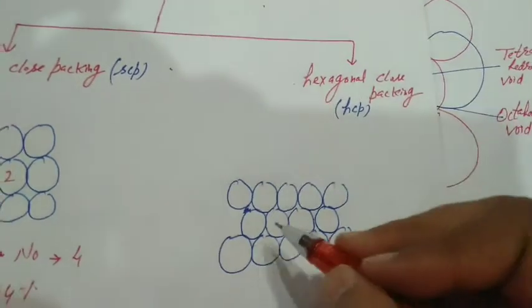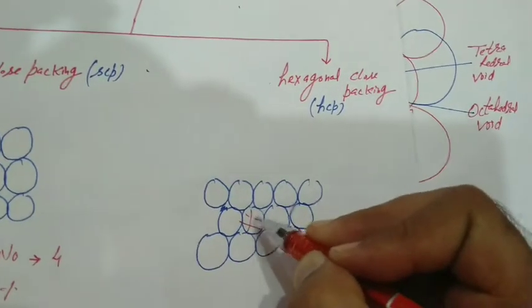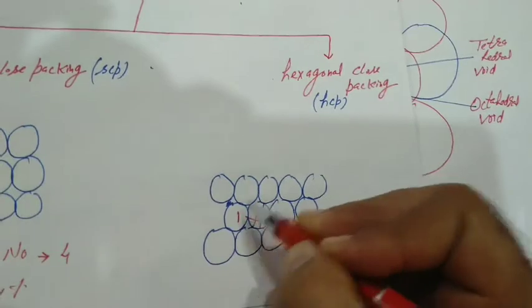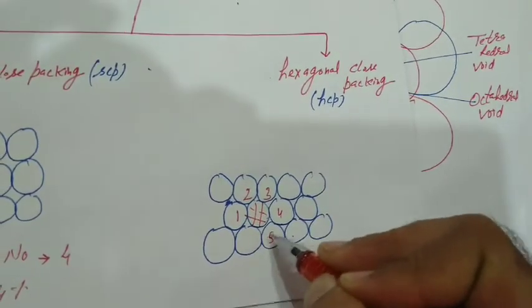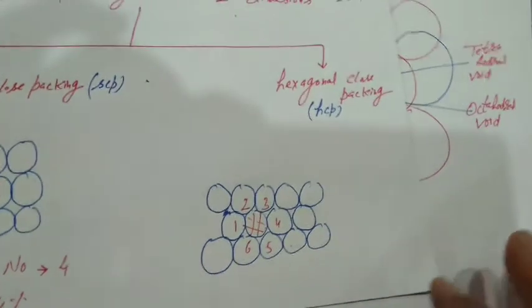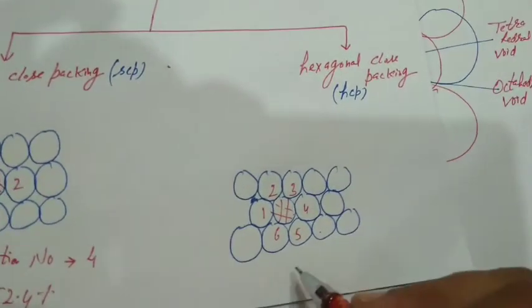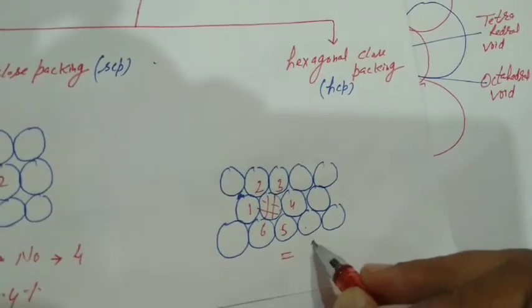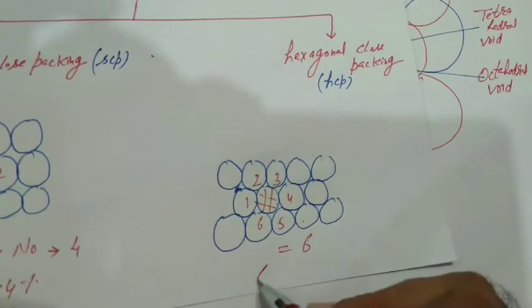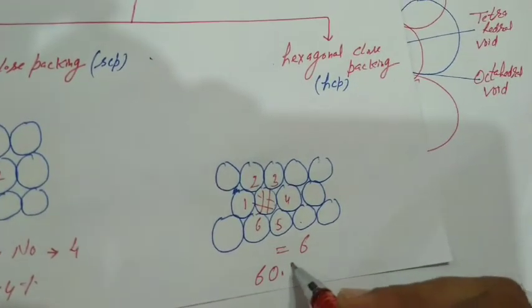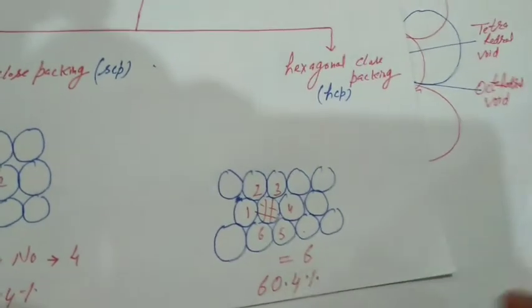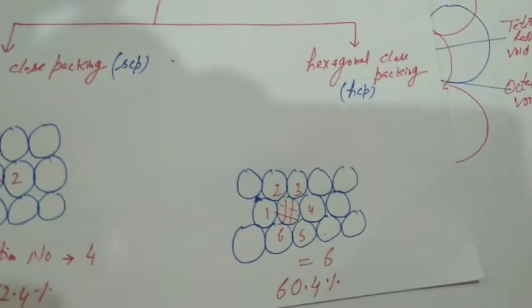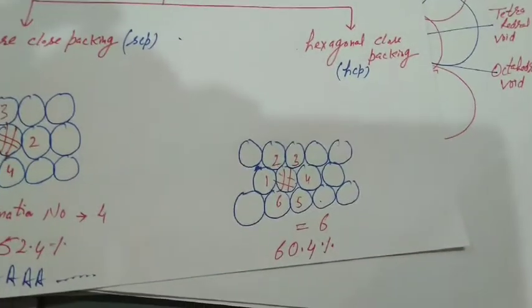Please look here carefully. What is the coordination number of this sphere? 1, 2, 3, 4, 5 and 6. Coordination number for HCP in 2 dimension is 6, and packing percentage is 60.4%. More space in this case is occupied since coordination number is more. HCP in 2 dimension.